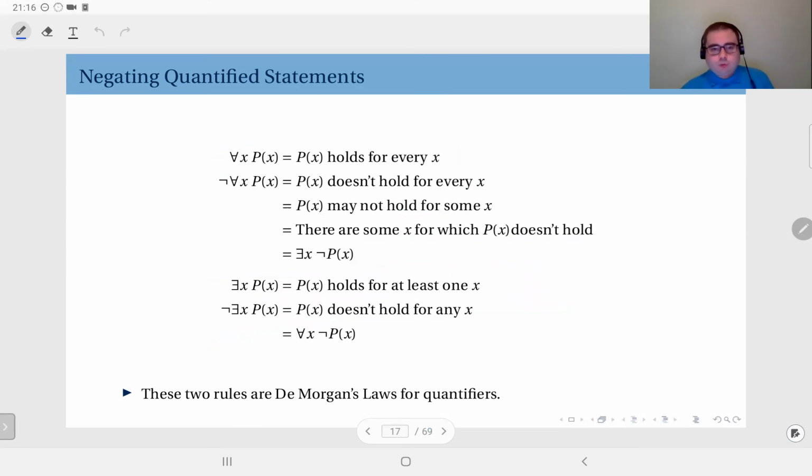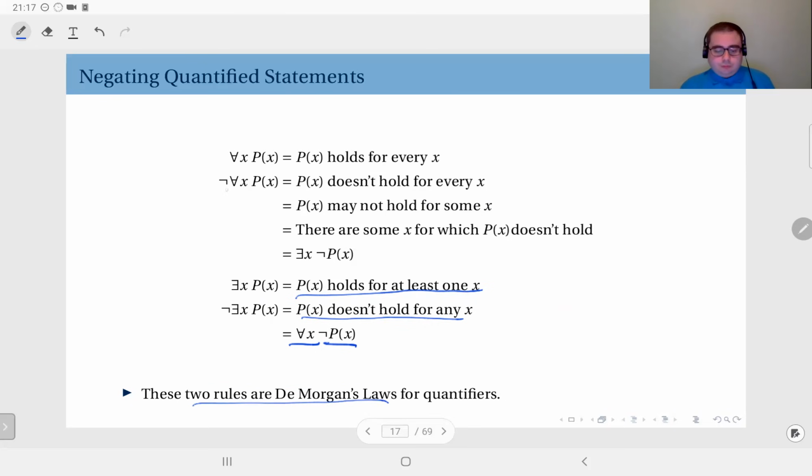And it's quite similar the other way around. If you have an existentially quantified statement, there exists an x, p of x, this means that p of x holds for at least one x. If you negate this statement, it says that p of x doesn't hold for any x. There doesn't exist an x for which p of x is true, which means for all x it is false. So for all x, not p of x. Simple as that.